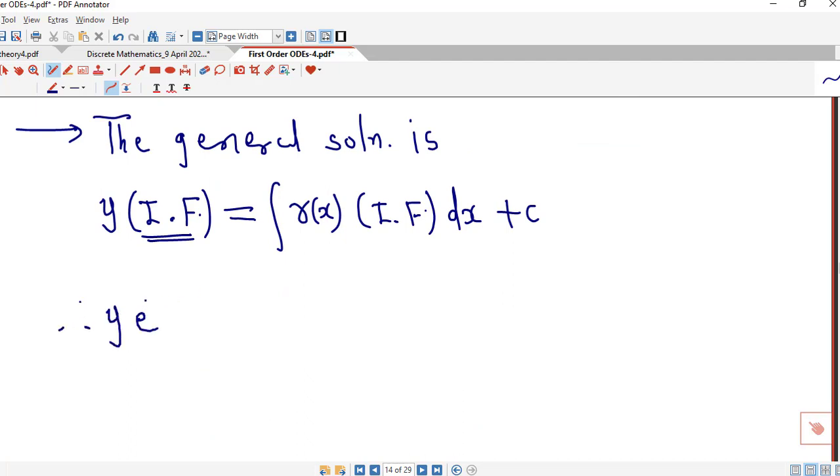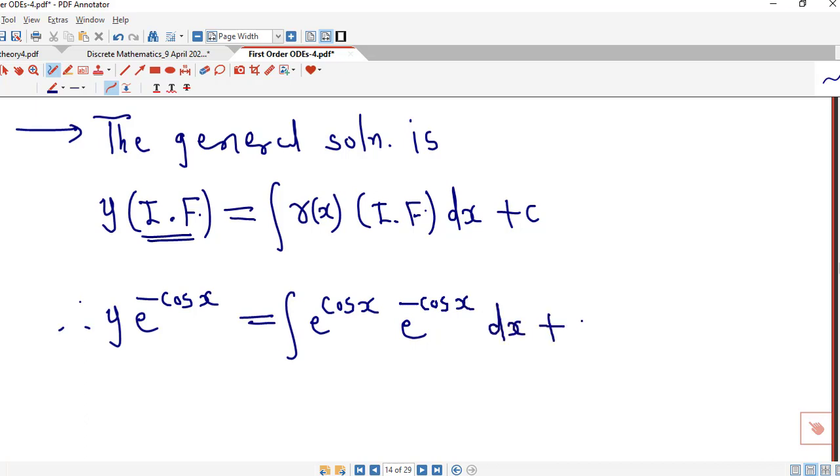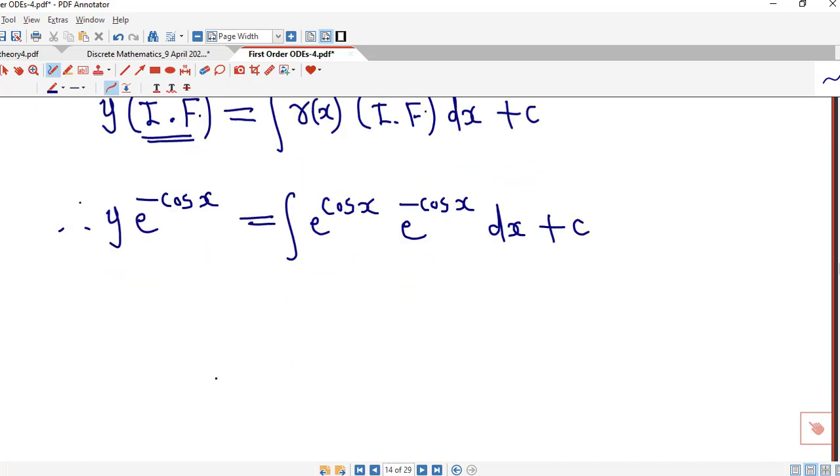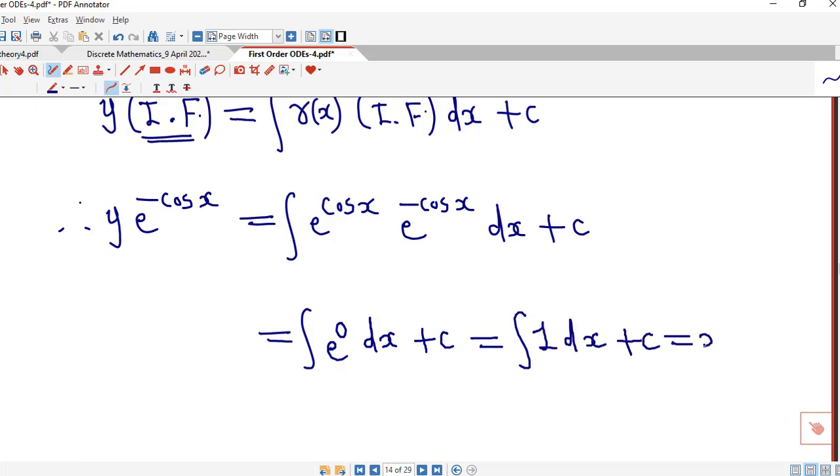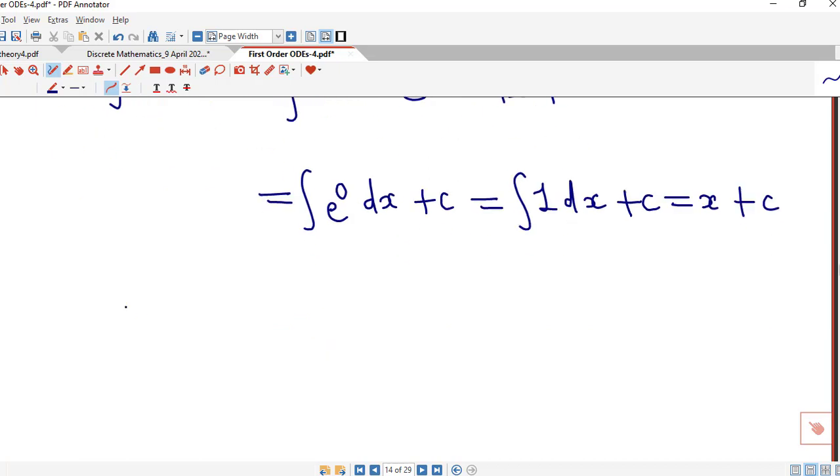Therefore y into e raised to minus cos x, r(x) is e raised to cos x, integrating factor is e raised to minus cos x, integral is with respect to x plus c. Now this is going to be integral of e raised to 0 dx plus c. e raised to 0 is 1 and integral of 1 is x with respect to x plus c.